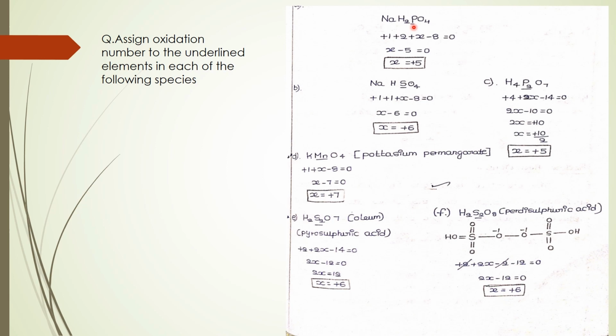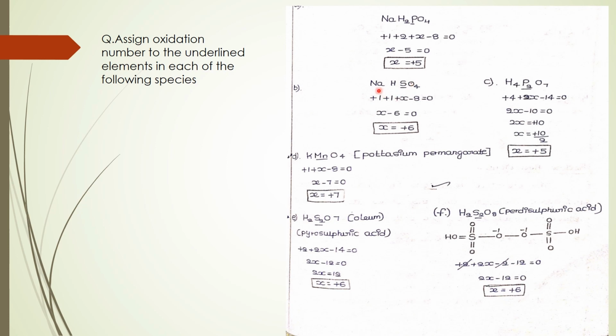And let us take the oxidation number of phosphorus as +x, and the one oxygen oxidation state is -2. Here 4 oxygens are present, so 4 into -2 is -8. This is a compound, there is no charge on it, so equal to 0. x minus 5 plus 3 minus 8 is -5, so x minus 5 is equal to 0, x is equal to +5. So phosphorus oxidation state is +5 in this compound.